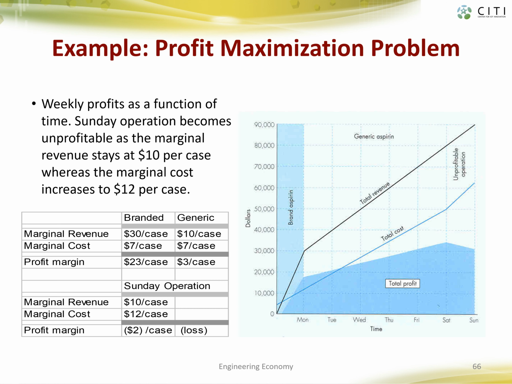So we can use marginal analysis to show that it's not worthwhile to produce generic drugs on Sunday, or we can look at the total profit. We can also see that the total profit is at its peak on Saturday. If you continue to work on Sunday, the total profit will decrease. So these two analyses should come to the same conclusion.